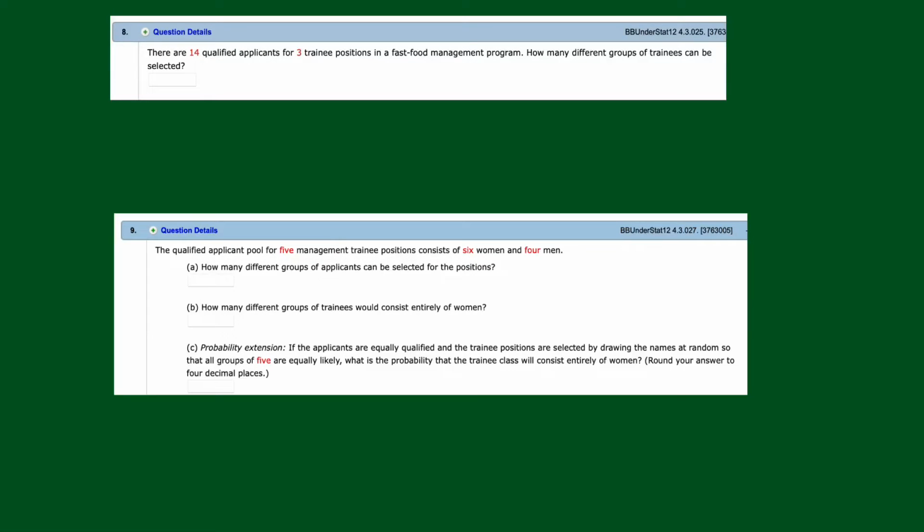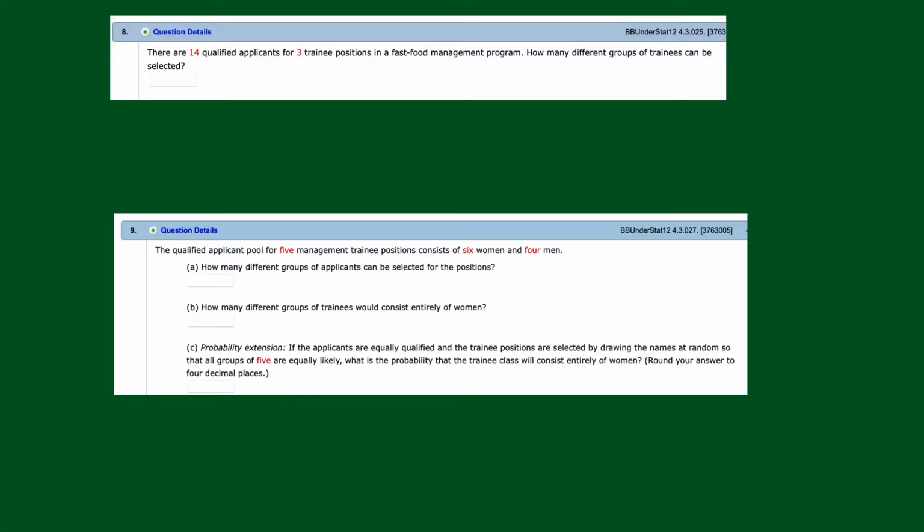Section 4.3, last two problems, numbers 8 and 9. Number 8 says, there are 14 qualified applicants for 3 trainee positions in a fast food management program. How many different groups of trainees can be selected? There's nothing in this problem about order. Nothing about arrangements. I don't care about the order, so I'm going to use combinations.